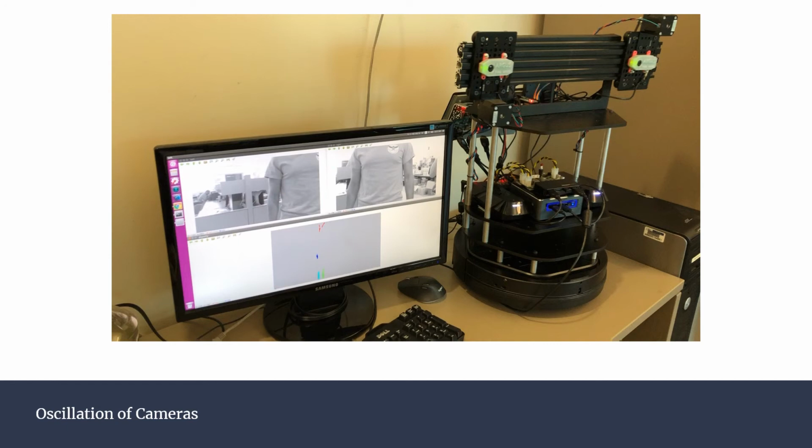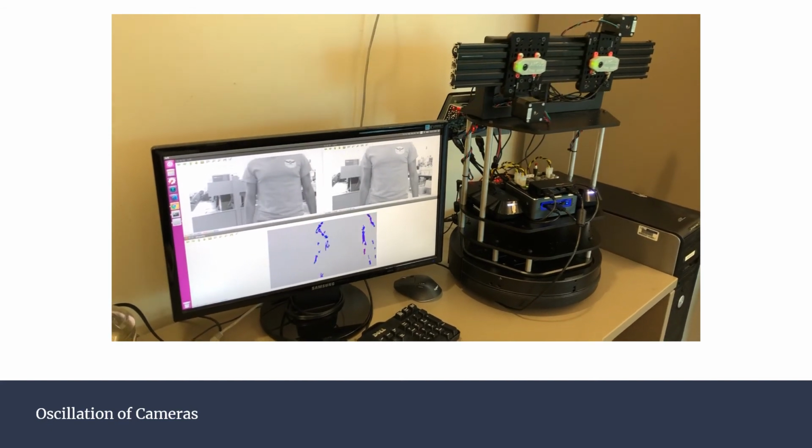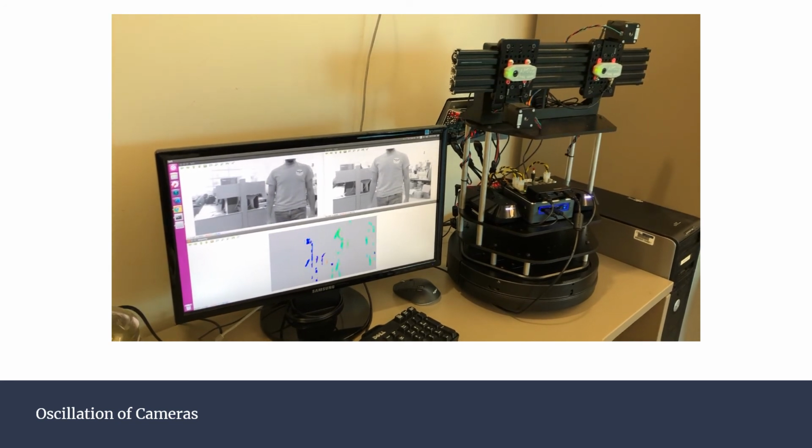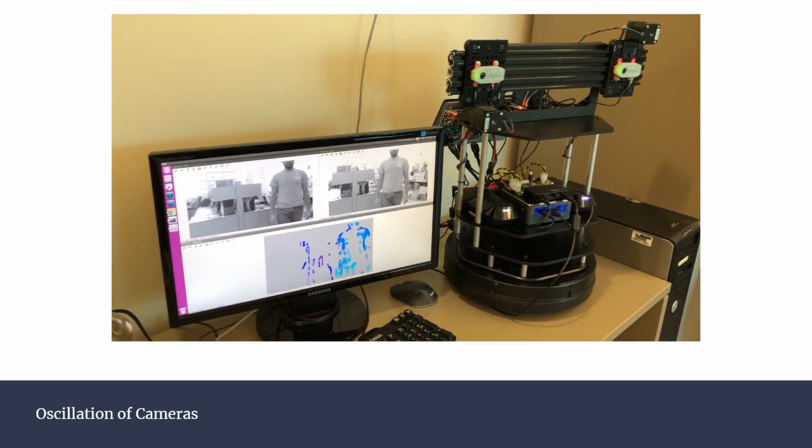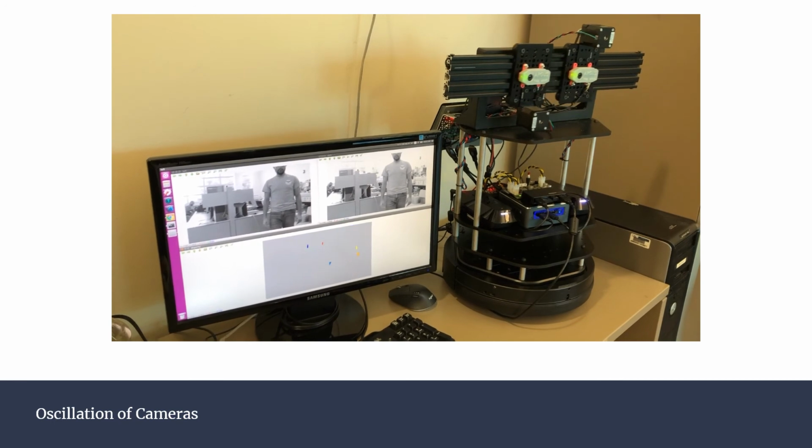This is a quick demonstration of the camera system actually moving. On the left, you're going to see the real-time images from the cameras, and below that is the disparity image being calculated. You can see that the cameras stop momentarily at each baseline to capture an image and continue along their pattern.